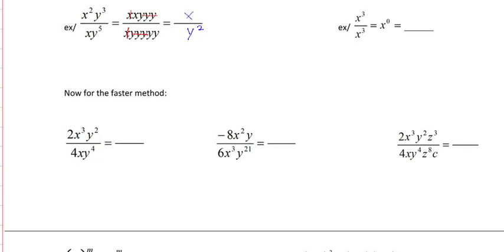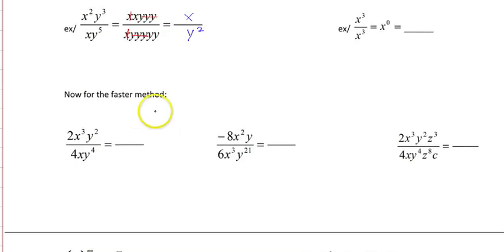So now let's see if you can do some of these. You can do it using the faster method, which I like to think of as just canceling, or you can do it with subtraction, but these are your fractions. So let's do one more together, because this one has numbers, I just noticed that.